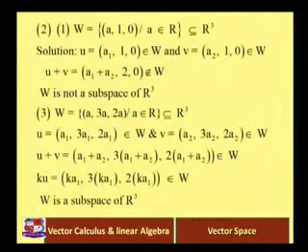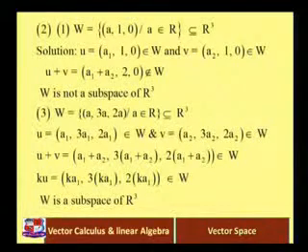So keep in mind that if you want to prove that the given set is a subspace, we have to take general elements. We cannot take two particular elements, check that they are in the set, and conclude that the given set is a subspace. That is not a correct method to prove a subspace. So you have to keep that in mind.